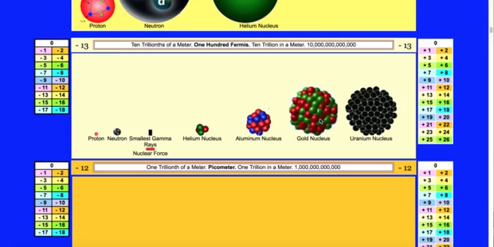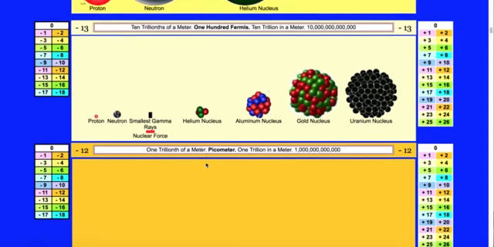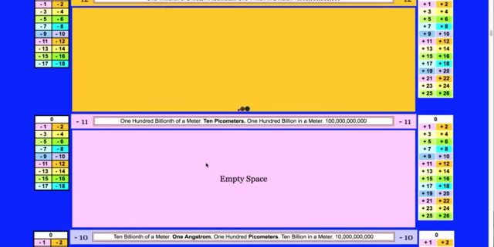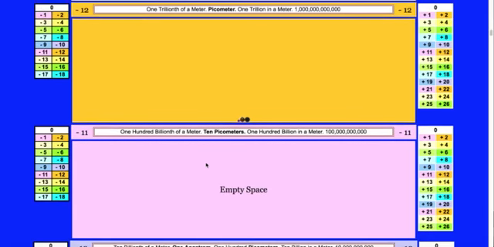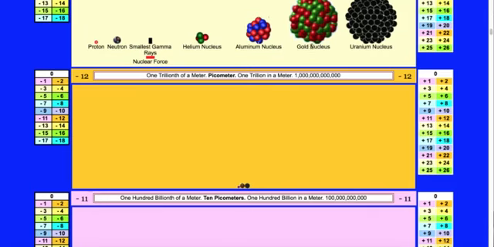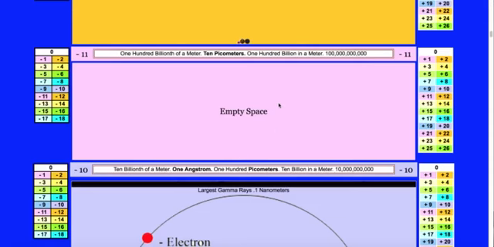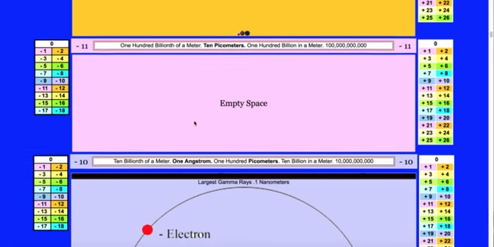nuclei of big atoms. So here's the gold nucleus, uranium nucleus. Gold's almost as big as uranium. Make a nuclear bomb. Aluminum nucleus. Power of -12 has these guys hanging out in there. And then power of -11, and there's nothing in there. It's just these guys barely visible.